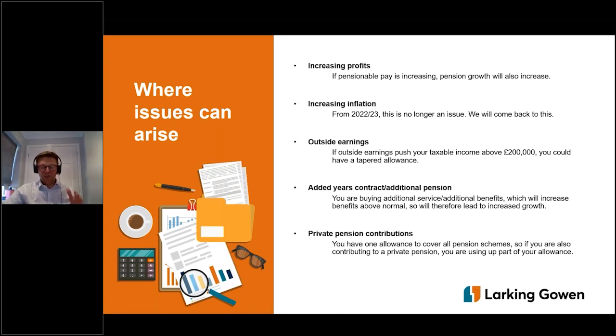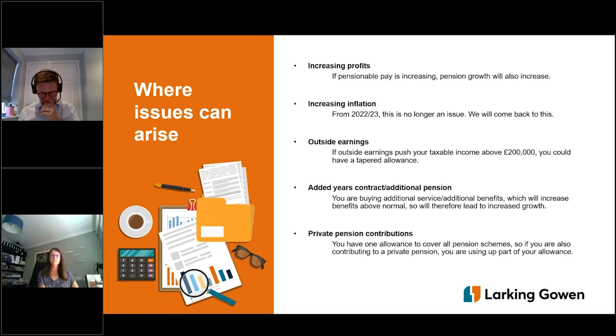So this is not any advice whatsoever to say if you've got an added year's contract, cancel it. Not saying that in the slightest because the benefits are significant, but just be aware of the implications that has as far as annual allowance is concerned.